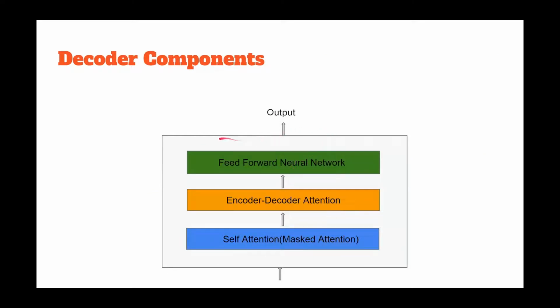So these are the three main components in each decoder. You will have something called masked attention. We will see what it is and how it is different from the encoder attention that we have seen in the encoder block. And we have a new layer called encoder-decoder attention, and the feed forward neural network.